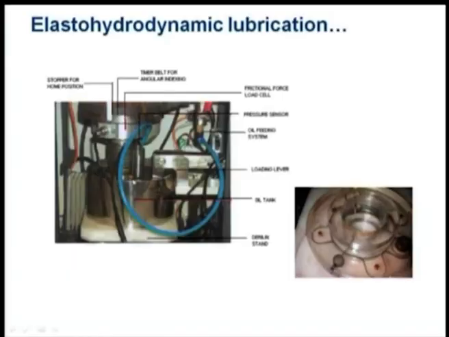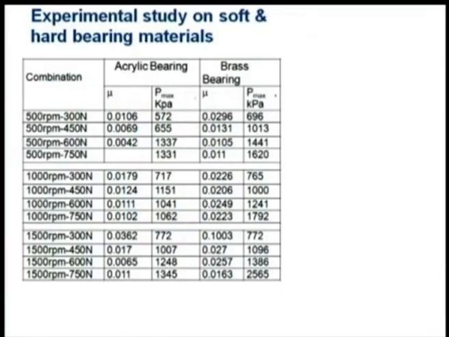And this was one brass bearing here, and similarly a bearing was made of the acrylic material, which is a softer material having a compressive strength of only 50 megapascal, while this one has a compressive strength of 300 megapascal. Now, we compare the results.